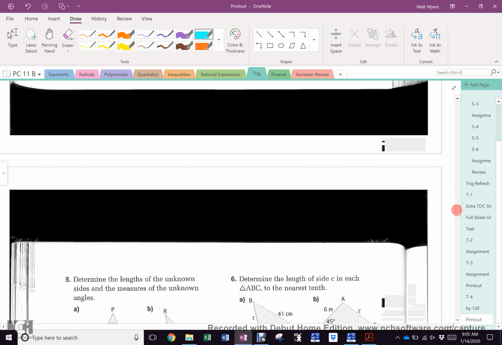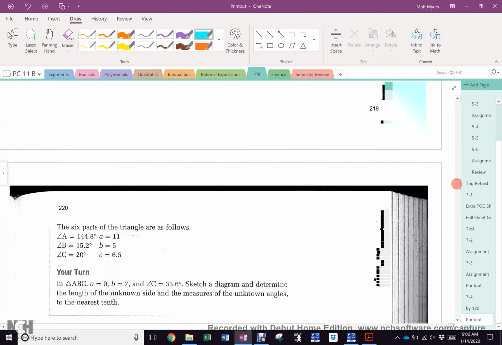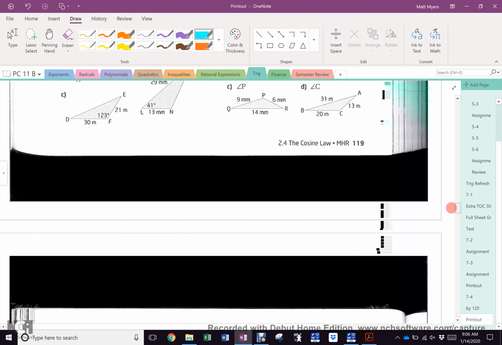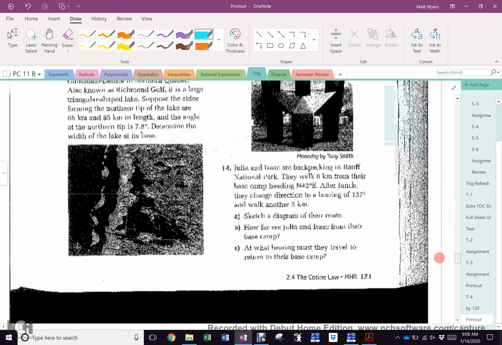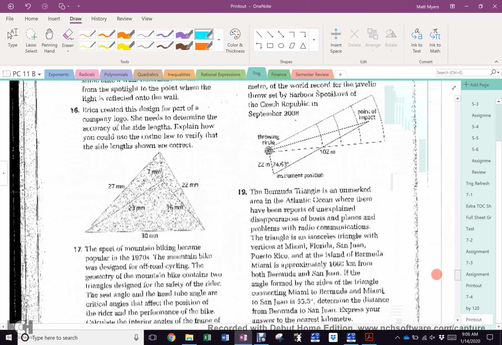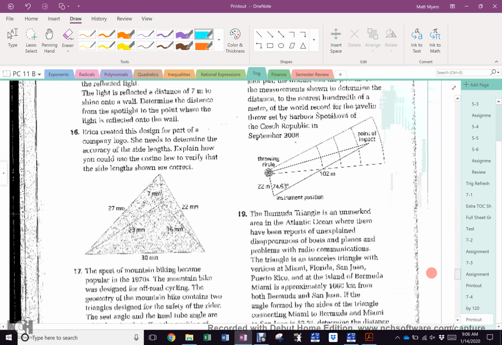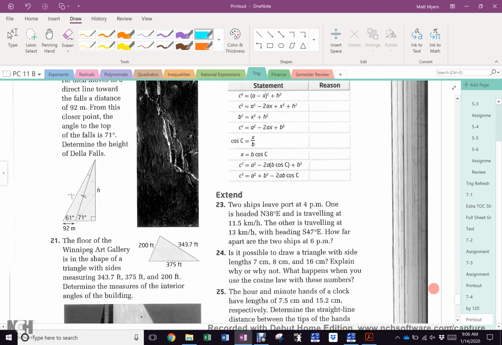You're going to work on page 220. Oh, for you it's 218, right? You're going to do 218, 219. There's a lot of it. You don't have to do it all. Do a few word problems from each one.